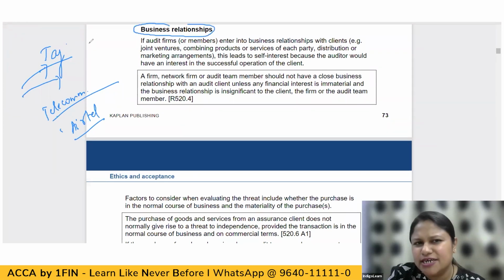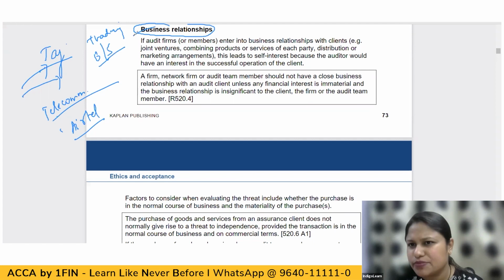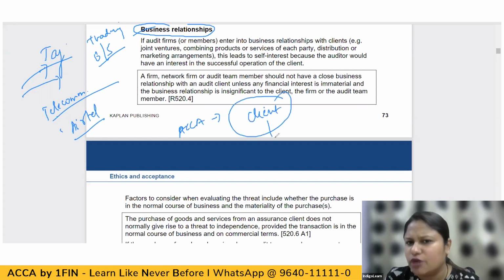So what is business relationship? Business relationship is basically trading, etc. that we do. So buy and sell. That is called business relationship. They say that the auditor, the ACCA, should not have any kind of business relationship with the client, because if you have a business relationship with the client, obviously you'll be interested in the operations of the client. Correct? And you want the operations to be looking good because your interest is also involved.